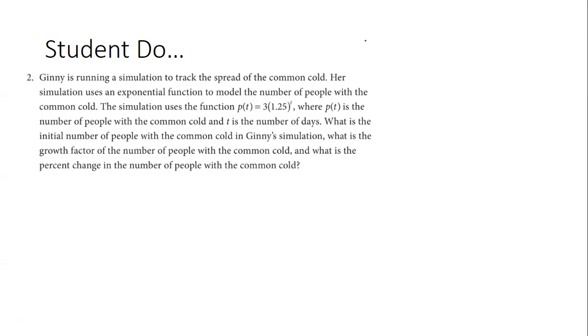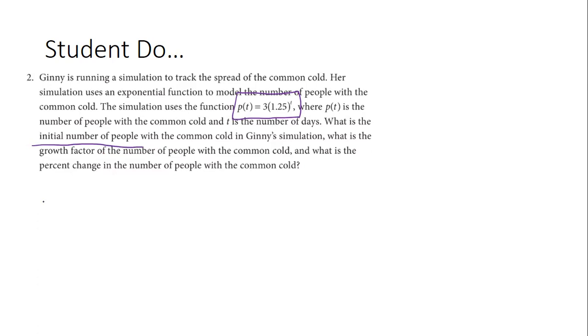All right, so Jenny is running a simulation to track the spread of the common cold. Her simulation uses an exponential function to model the number of people with the common cold. The simulation resulted in P of T equals 3 times 1.25 to the T, where P of T is the number of people with the common cold and T is the number of days. What is the initial number of people? So we're looking for the initial number of people with the common cold in Jenny's simulation.